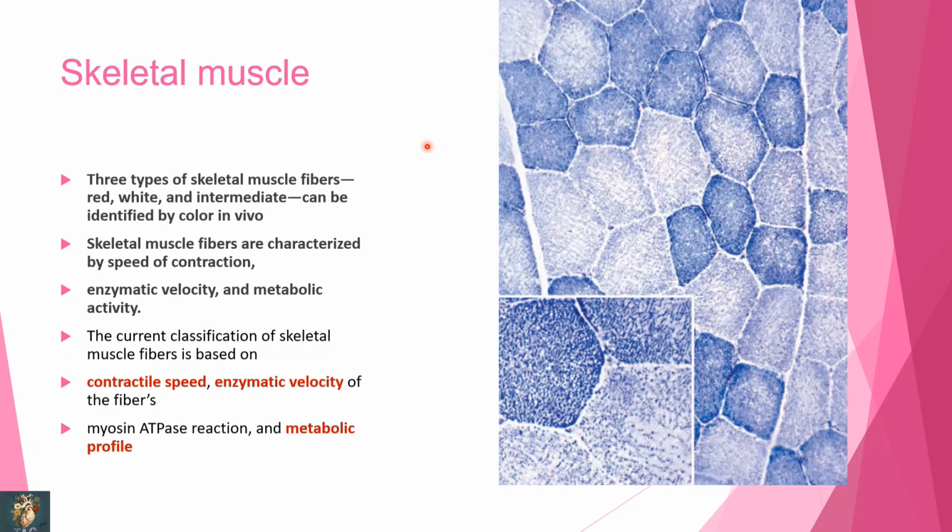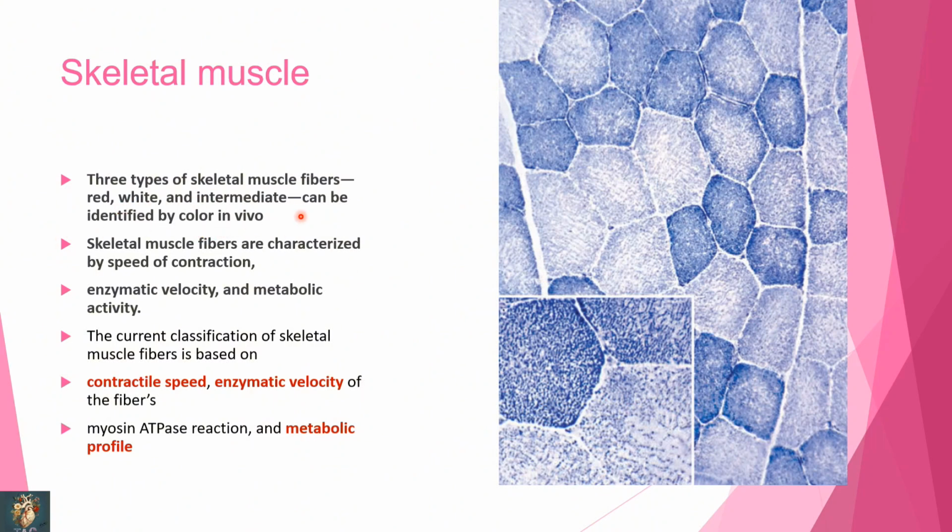So the skeletal muscle is again classified into different types. The three types of skeletal muscle, the red, white and intermediate type, can be identified in vivo. The skeletal fibers are characterized by speed of contraction, enzymatic activity, and metabolic activity. The current classification of skeletal muscle is based on their contractile speed, the enzymatic activity and myosin ATPase reaction, and metabolic profile. On this basis, we classify these muscles into red, white and intermediate type.